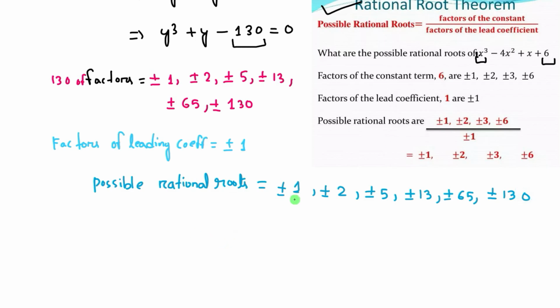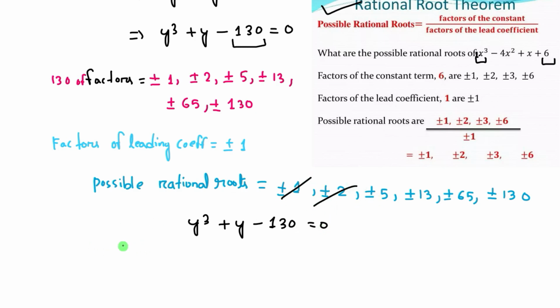Now we need to test for which value the given polynomial is satisfied. Our equation is y cubed plus y minus 130 equals 0. If I take y equal to positive 1 or negative 1, the value cannot be 0, as the value is very small. The same goes for 2: 2 cubed is 8, 8 plus 2 is 10, and 10 minus 130 cannot equal 0. So these two roots get discarded.